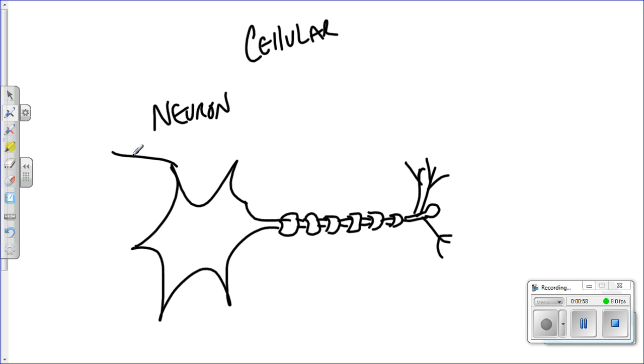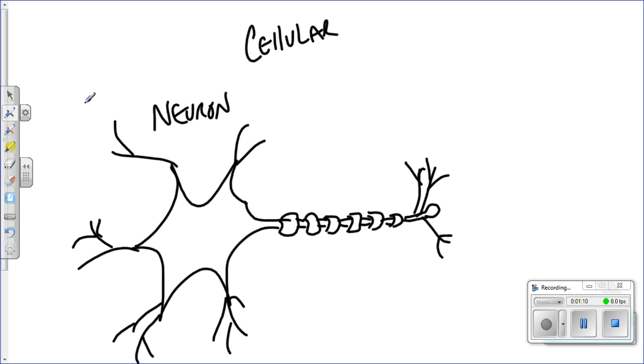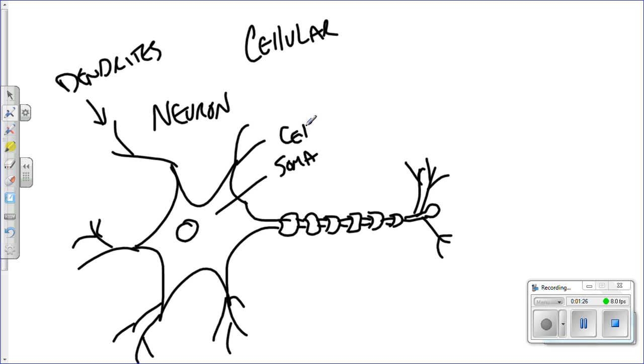And then on this end up here, we have all the dendrites that reach out and touch different things, whether it be a muscle or a gland, or if they touch different neurons. So this is all dendrites. And here we have the cell body, right, where we would have the nucleus. Sometimes it's called the soma, the cell body.